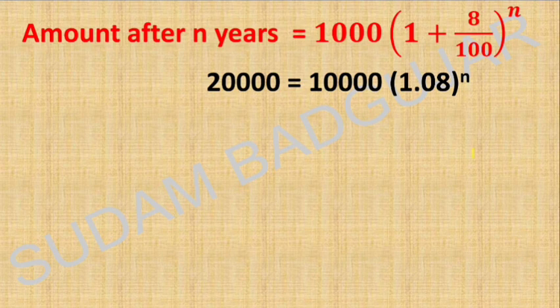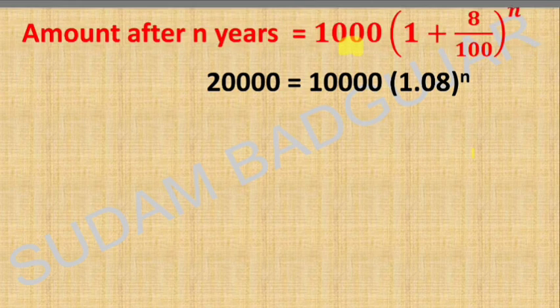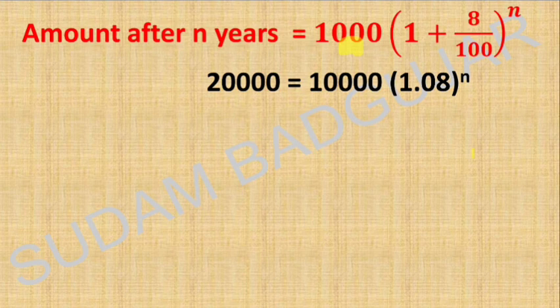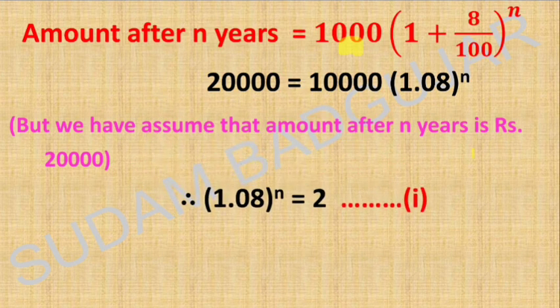20,000 is equal to 10,000 into 1.08 bracket raised to n. Okay, 1.08 bracket raised to n. Therefore, why is it 10,000? Because of double. We have assumed that the amount after n years is rupees 20,000. So 1.08 bracket raised to n is equal to 2. Suppose this is equation number 1.